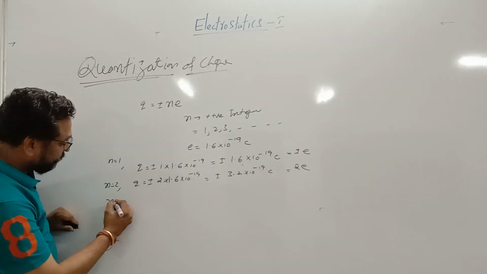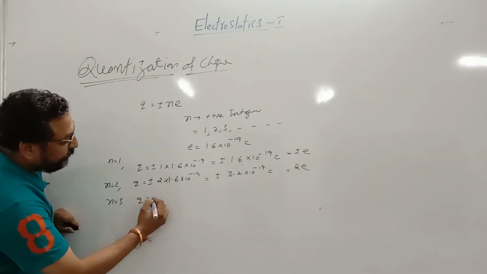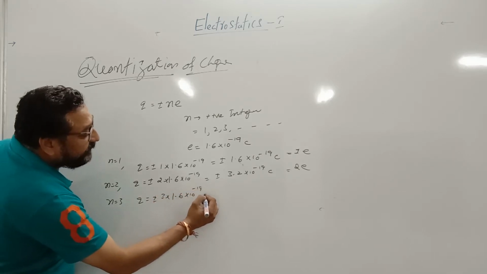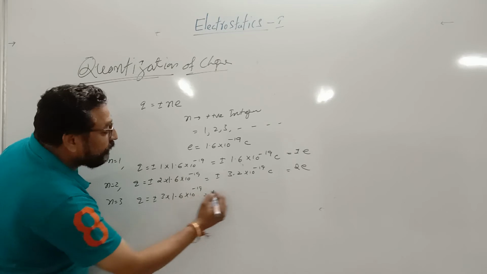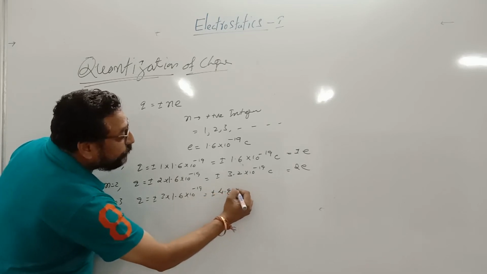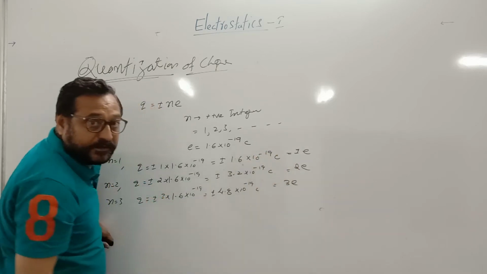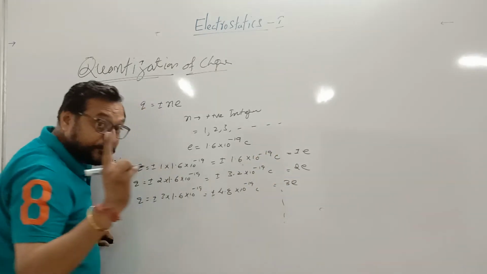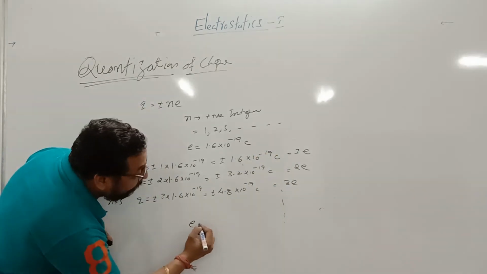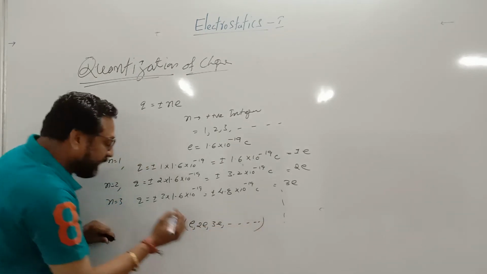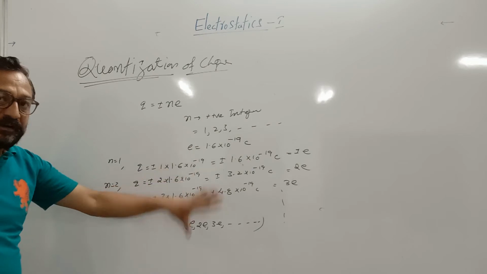If n is 3, then Q is equal to plus or minus 3 × 1.6 × 10^-19, that is plus or minus 4.8 × 10^-19. It is equal to 3e, and so on. It means we have taken out the value e, twice of e, thrice of e, and so on. Hence, this is the principle of quantization.